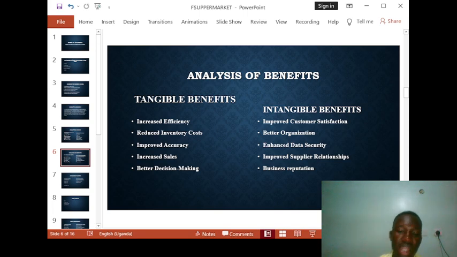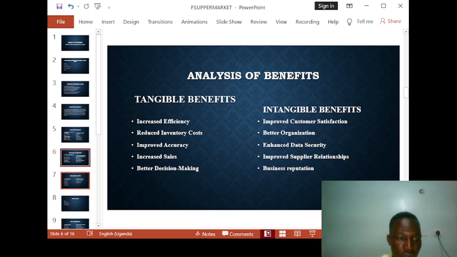Then we have enhanced data security. We have improved supplier relationship with the business. Then we have business reputation. It gives the business a better image, a good image outside there, with the suppliers, customers, and others.